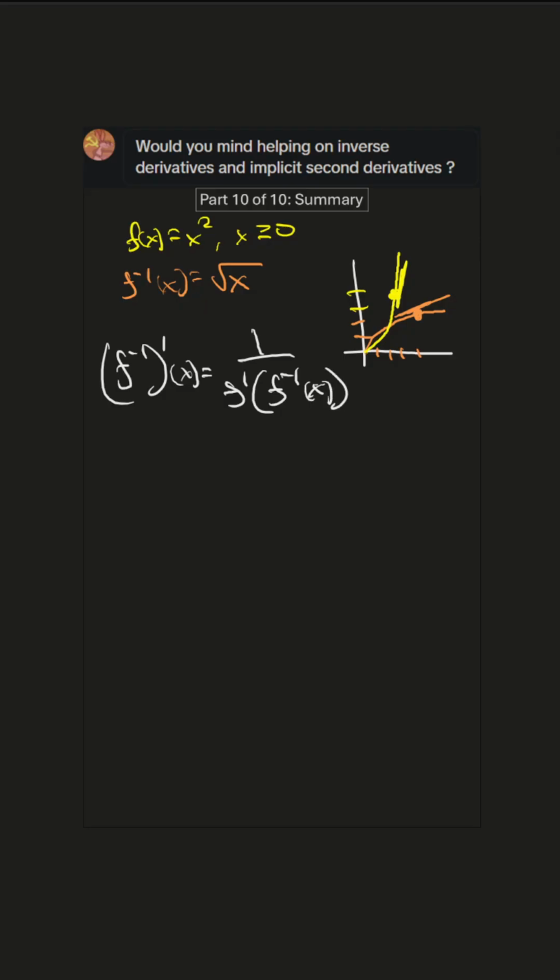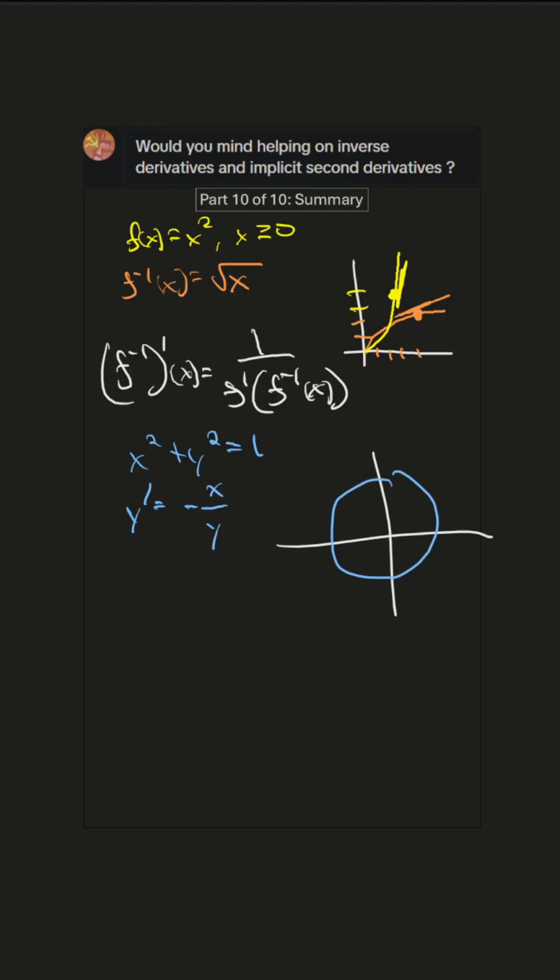Okay, so how about implicit differentiation? Let's say we have a circle x squared plus y squared equals 1. Well, if you take the implicit derivative of that, you get y prime equals negative x over y. And what does that mean? Well, if we draw the circle, if we pick a point anywhere on the circle, say right here, we can plug in those x and y coordinates, and we'll get the slope at that point.